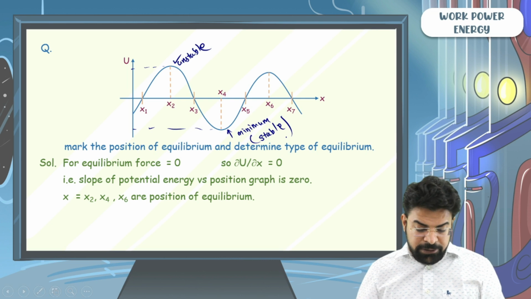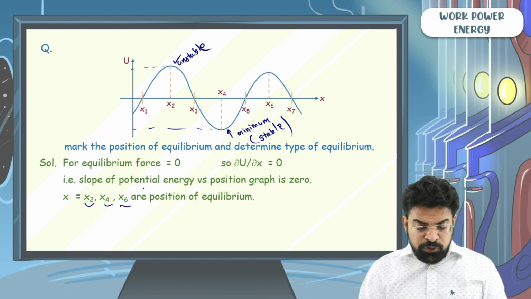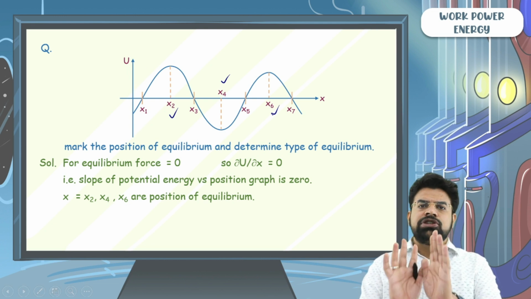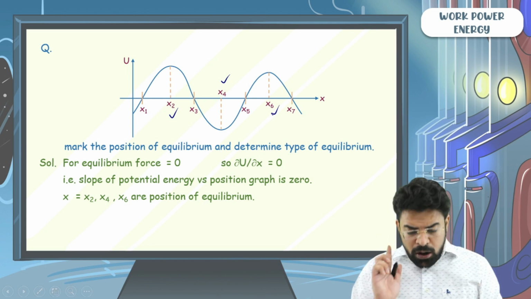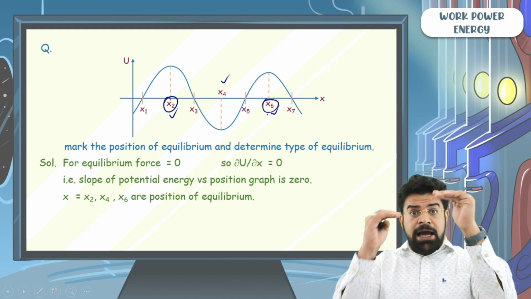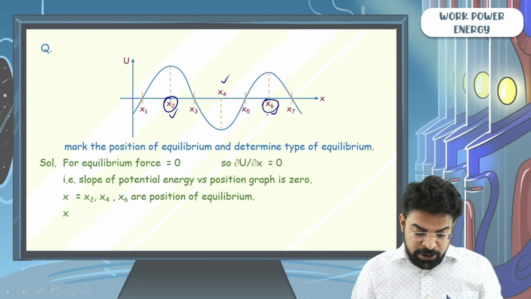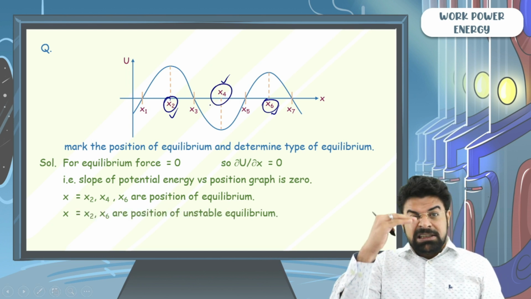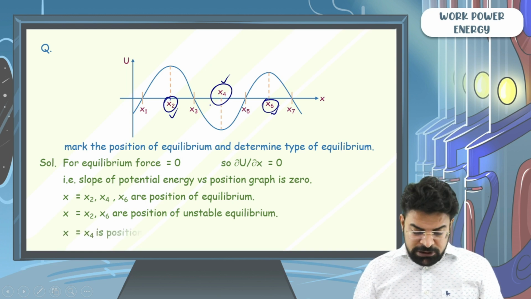So we will say x2, x4, x6, all three are positions of equilibrium, out of which x2 and x6, where the energy is higher, are unstable equilibrium, and x4, where the energy is least, is the position of stable equilibrium.